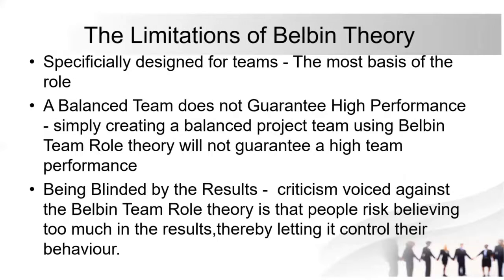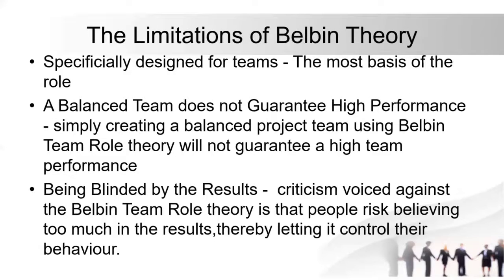The limitations of Belbin theory. It is specifically designed for teams, on the basis of roles. A balanced team does not guarantee high performance, because mistakes can still happen even with a balanced project team. The next is being blinded by the result. The criticism against the Belbin team role theory is that people risk believing too much in the result, thereby letting it control their behavior.